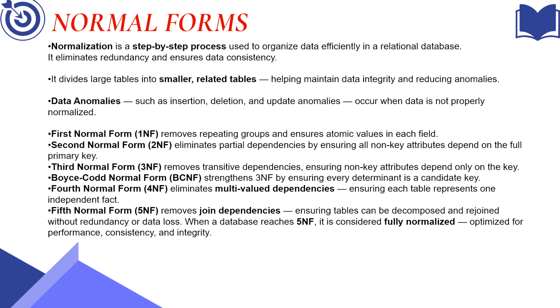4NF eliminates multi-value dependencies, ensuring each table represents one independent fact. 5NF removes join dependencies, ensuring tables can be decomposed and rejoined without redundancy or data loss. When a database reaches 5NF, it is considered fully normalized, optimized for performance, consistency, and integrity.